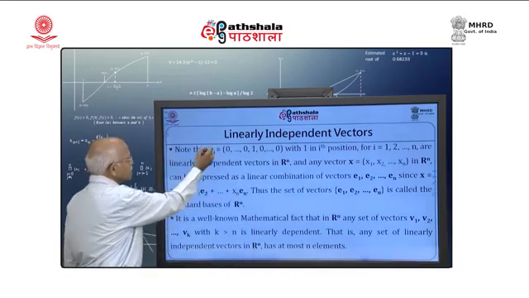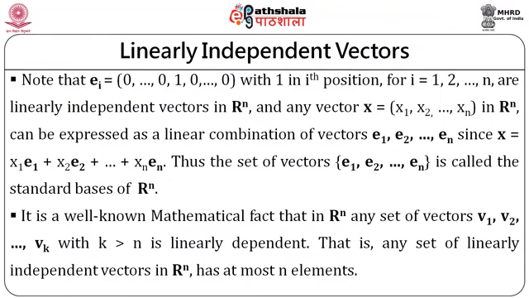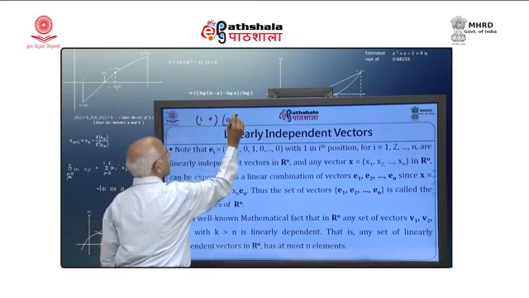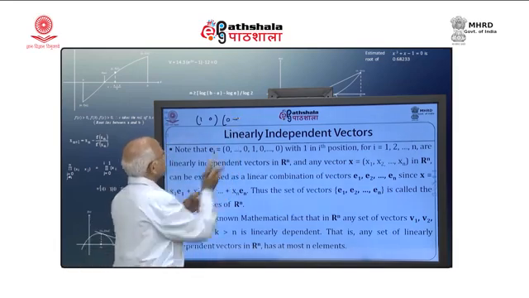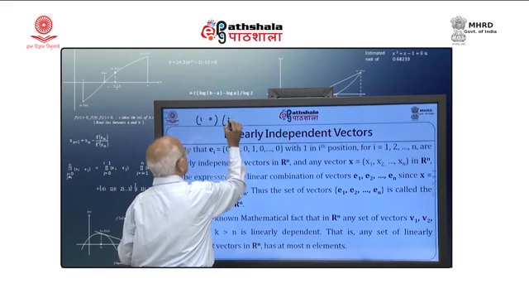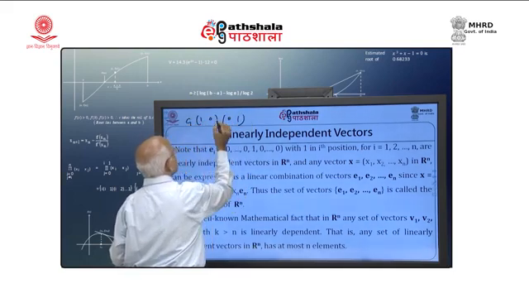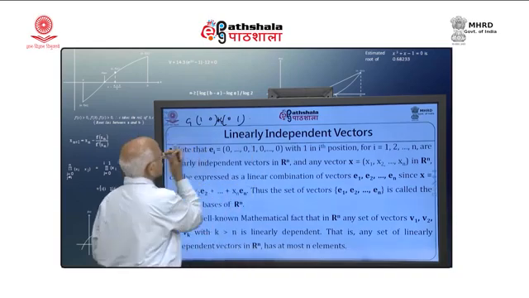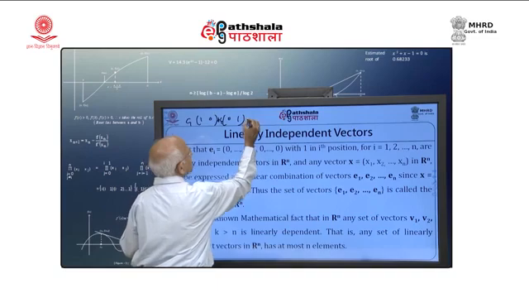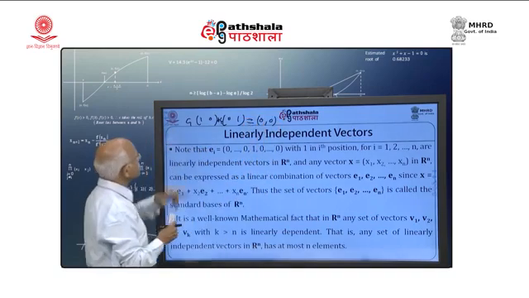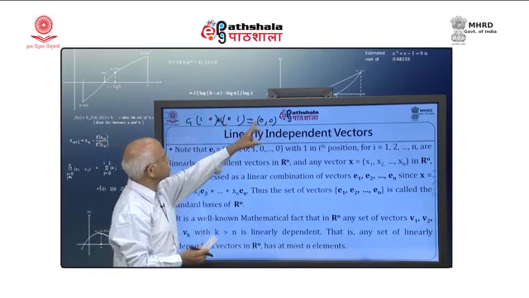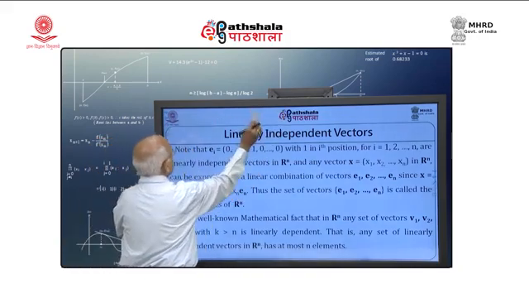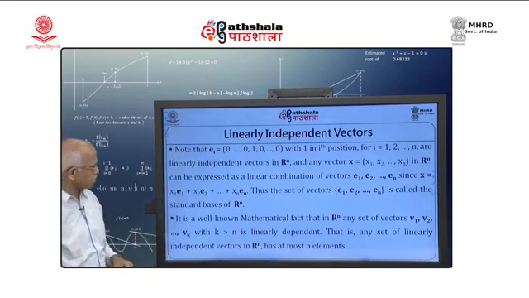So, these vectors are themselves linearly independent. Suppose I take two vectors, 1 0 and 0 1, and I take C 1 times the first plus C 2 times the second. If this is given equal to the 0 0 vector, that means C 1 plus 0, that is C 1, is 0, and C 2 plus 0, that is C 2, is 0. That is how I will get this vector. Therefore, these vectors are linearly independent of each other.